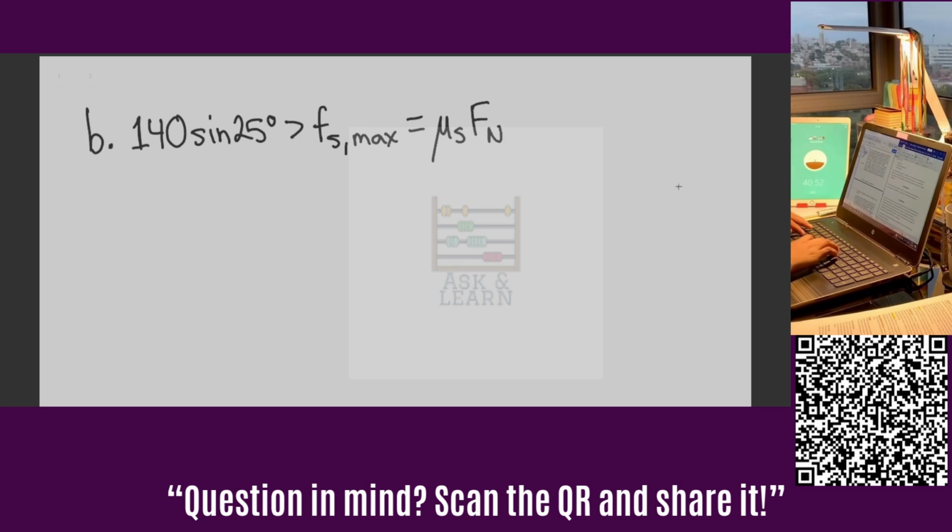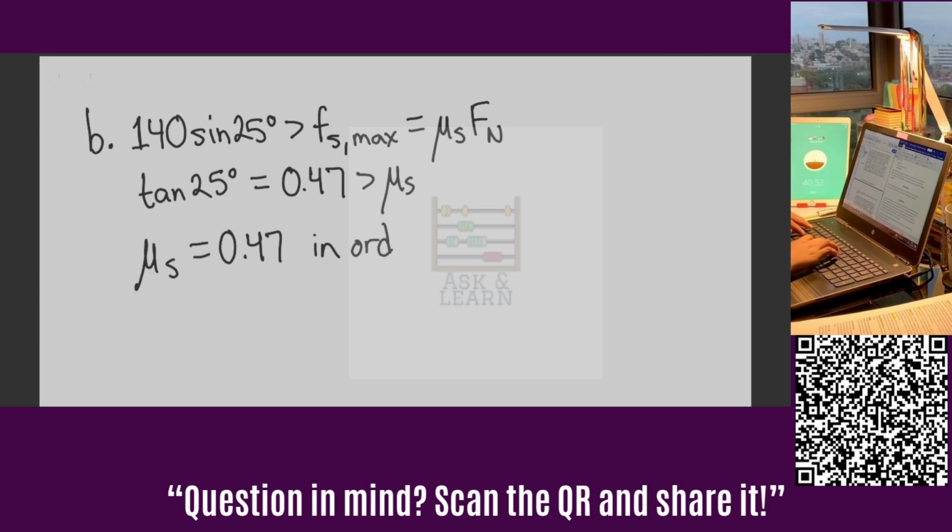So this means that here, tangent of 25 degrees would simply be equal to 0.47, and this would be equal to the coefficient of static friction. Therefore, the coefficient of static friction, this would be the minimum, in order for the child not to slide down.